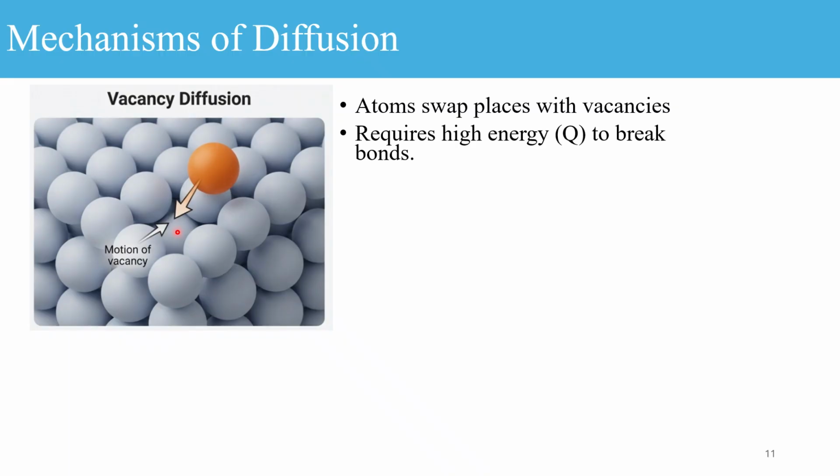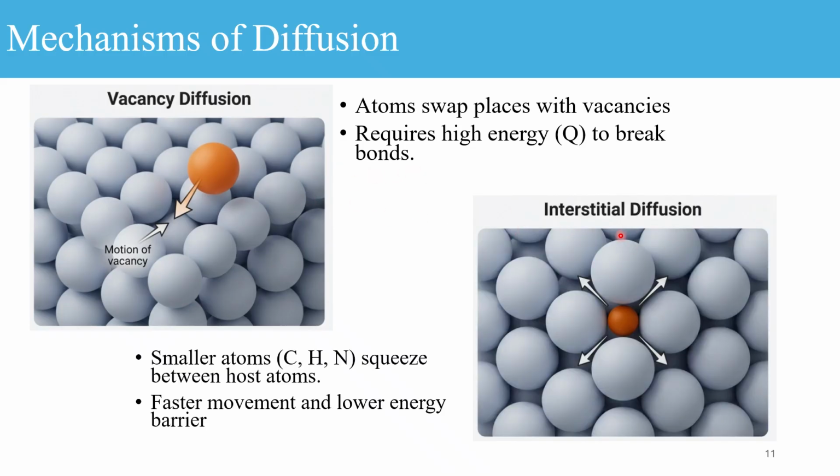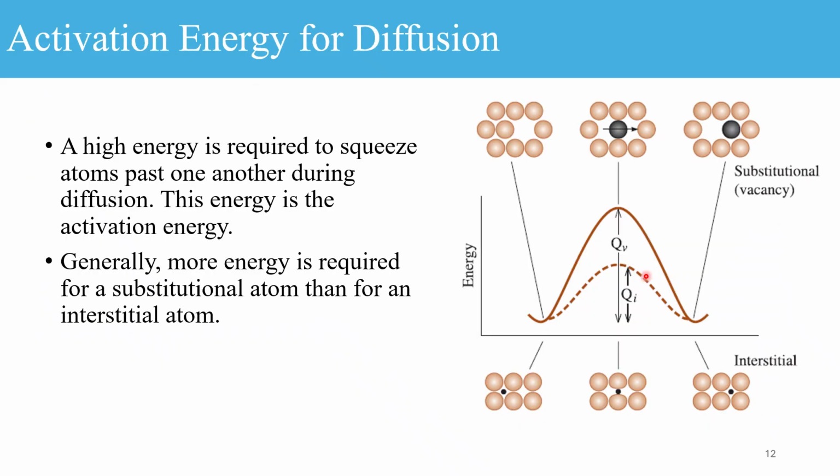So this atom changes position with a vacancy, and this kind of mechanism requires high energy to break the bonds. In interstitial diffusion, the smaller atoms such as carbon, hydrogen, and nitrogen squeeze past the host atoms, the original atoms. Since they are smaller, it is relatively easy to move between interstitial positions, so the movement is faster and the lower energy barrier can be overcome with smaller energy.